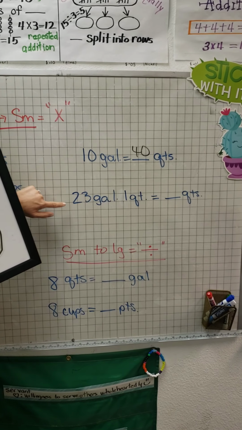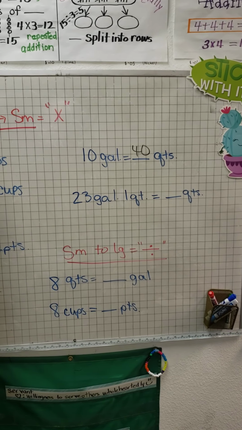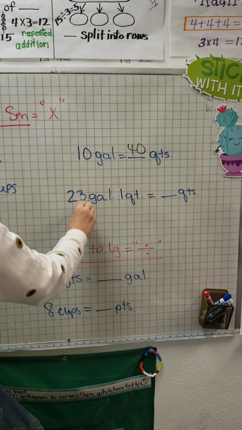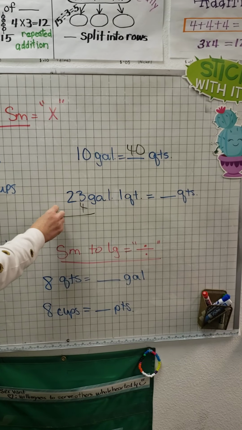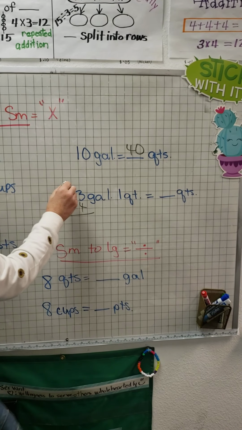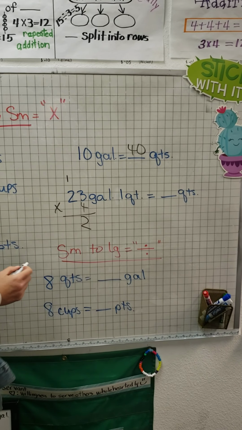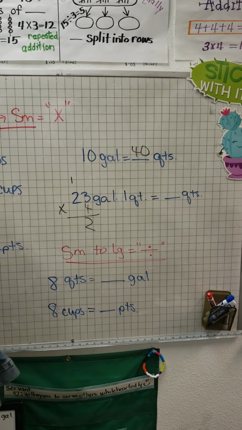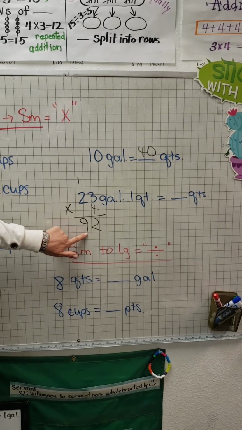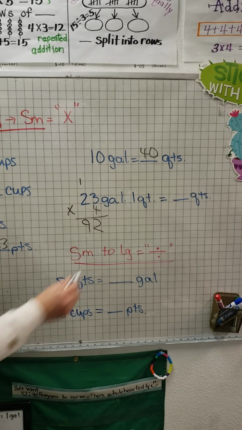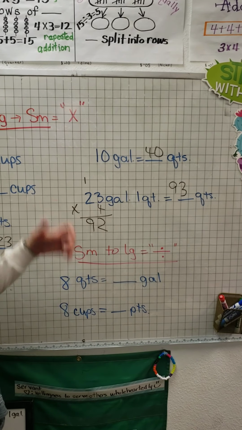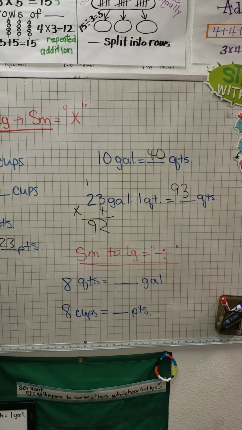And then my last one here, 23 gallons, I'm going to be multiplying by 4. So 23 times 4, let's work this out together. 4 times 3 is 12. It's been a while since we've done these. And 4 times 2 is 8, plus 1 is 9. So we have 92 quarts, plus 1 more quart, 93 quarts. Wow, you can make a lot of chocolate milk with 93 quarts.